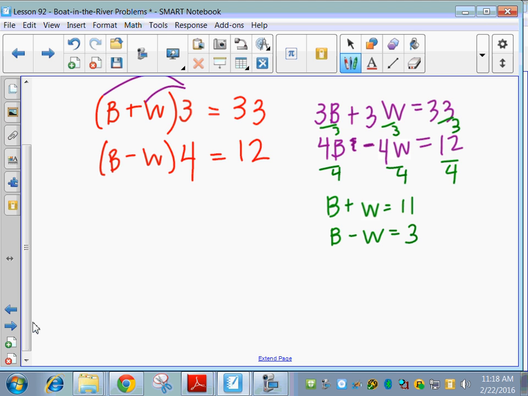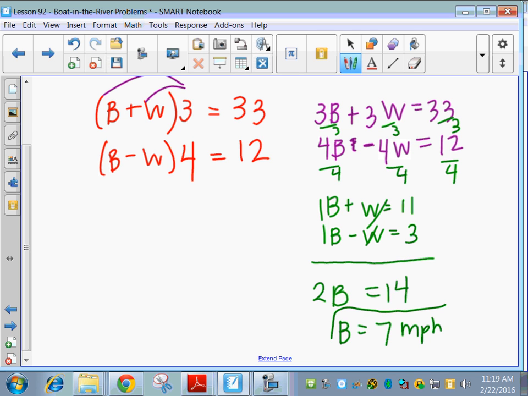Now notice my W's just cancel when we add down right here. So I have 1B plus 1B equals 2B. Make sure you add those. Those cancel, and over here we get 14. So B equals 7. B stands for the speed of the boat, so this would be miles per hour.